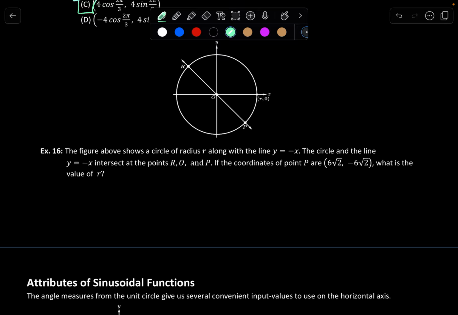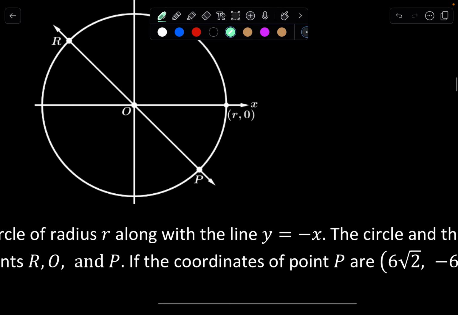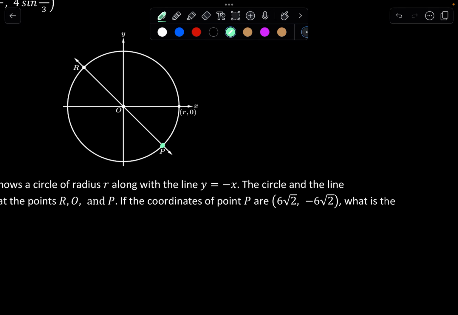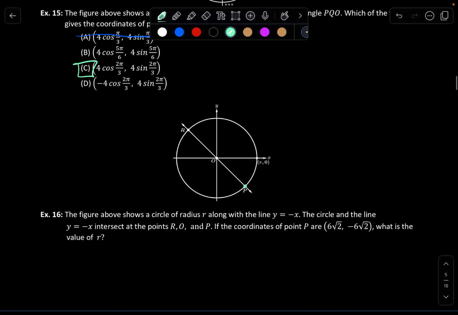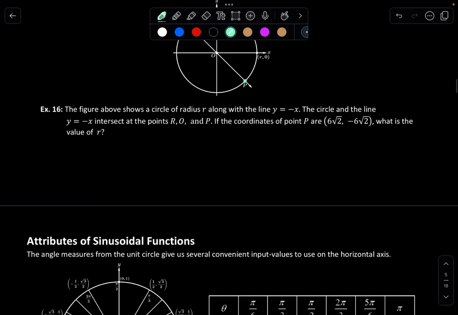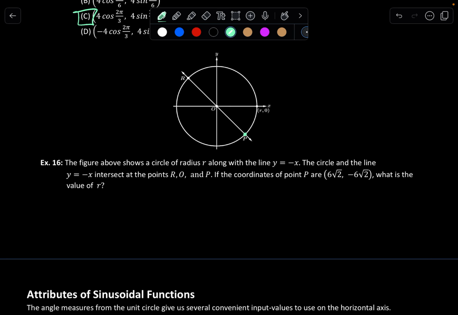All right, so there are a couple ways to solve this. We're looking at point P, and we want to solve for r. So we have these formulas. You can technically use any formula. You could use y equals r sine theta. You could use x equals r cosine theta, sorry. Or you can use x squared plus y squared equals r squared.